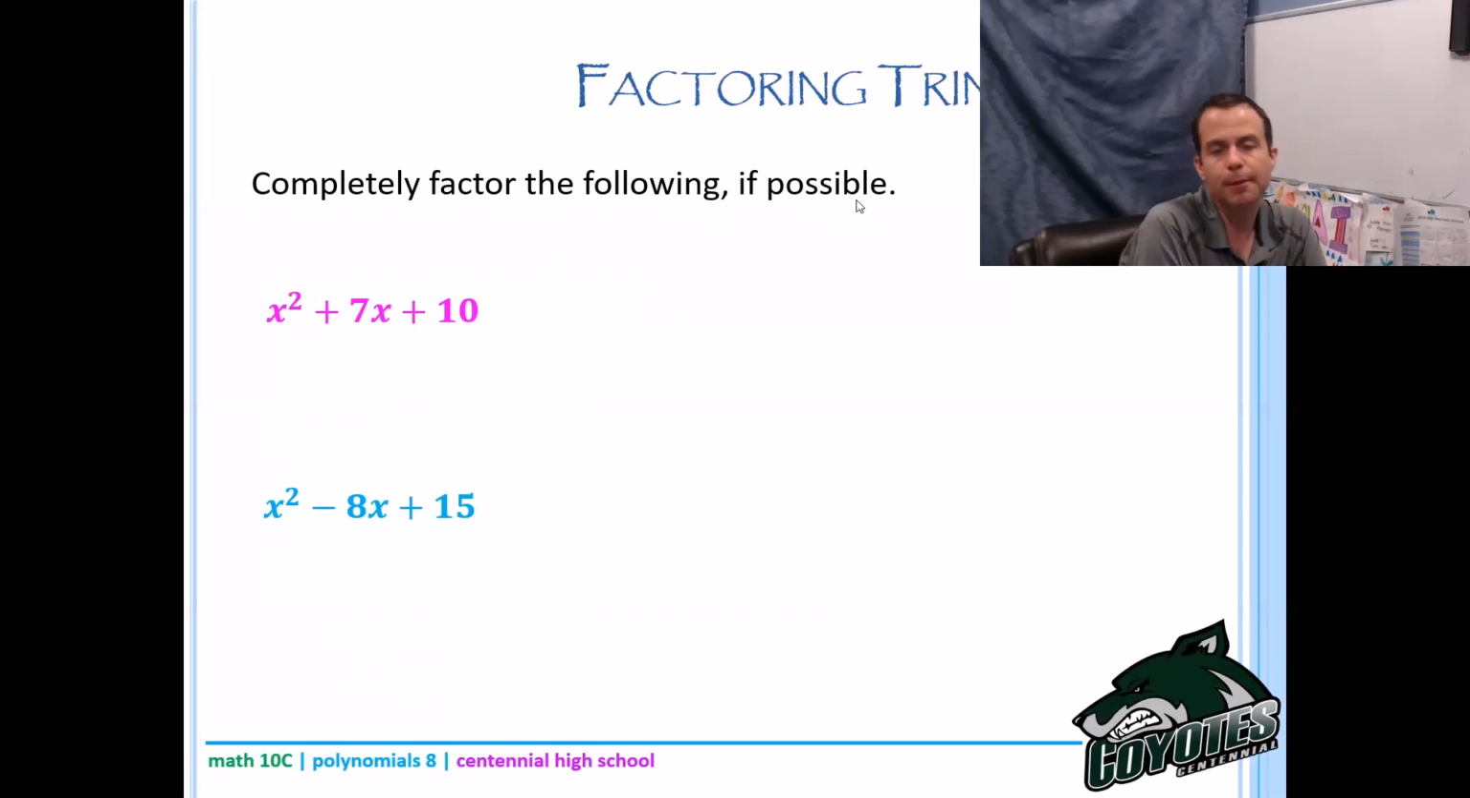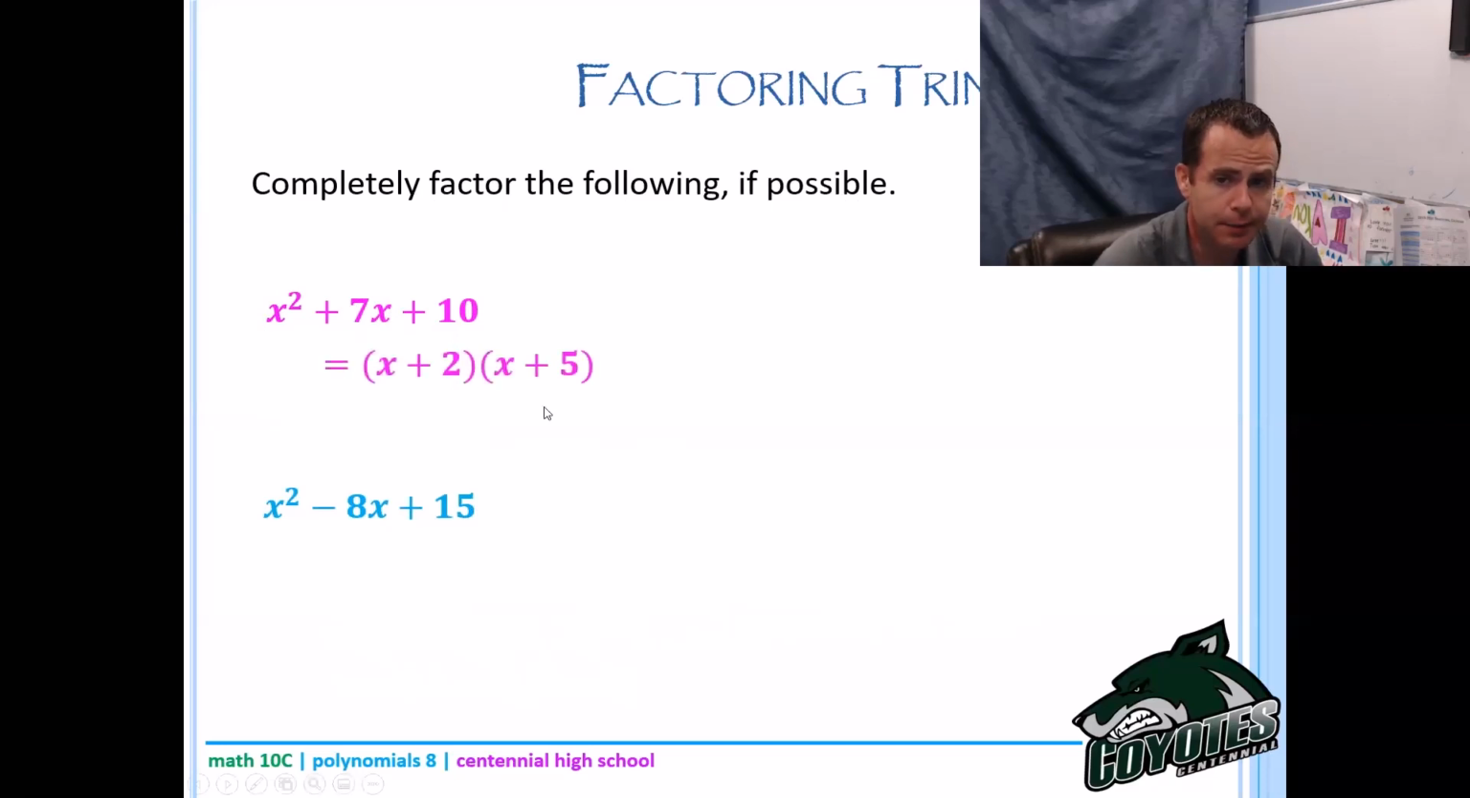Looking for two numbers that multiply together to give me 10 and add together to give me 7. That'd be 5 and 2. This is shortcuttable. So I got x plus 2 and x plus 5.